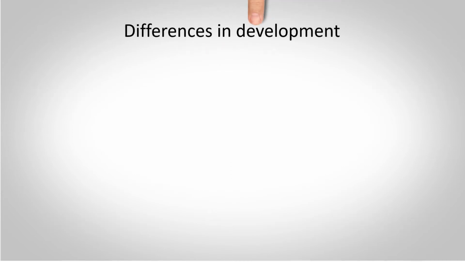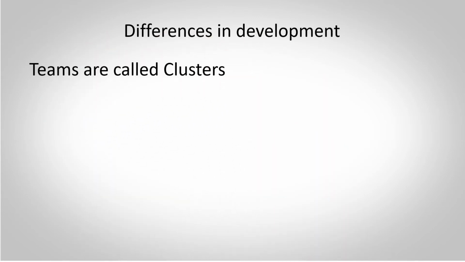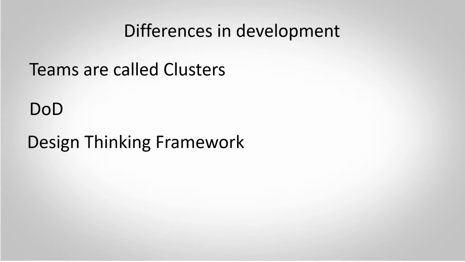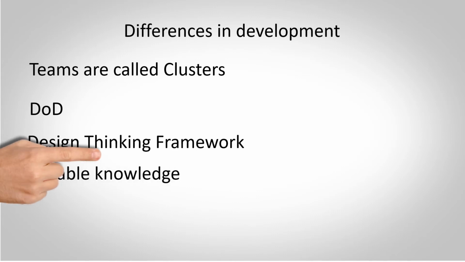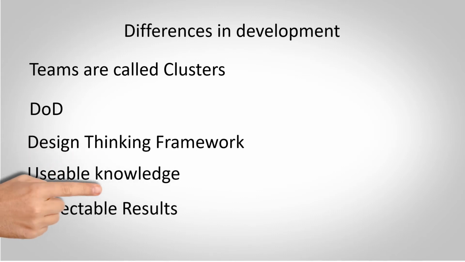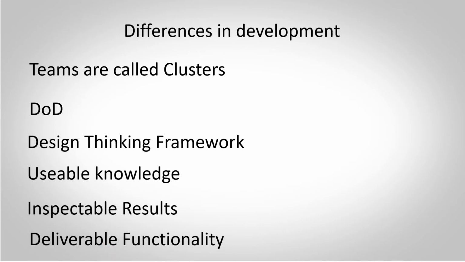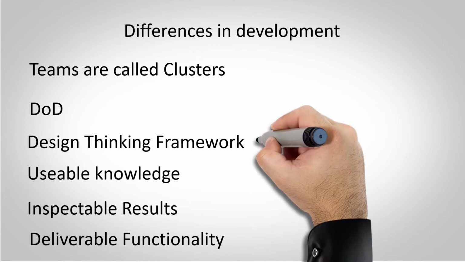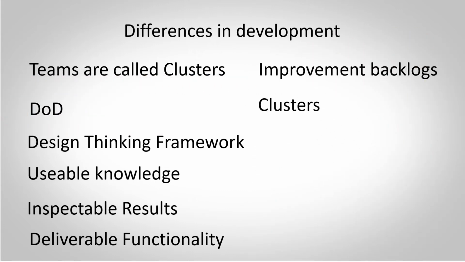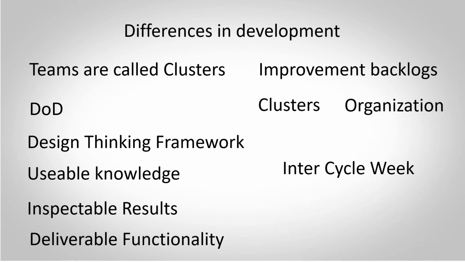So here are some differences in the development. Teams are called clusters instead of just teams. A definition of done is a little different because they base it on the design thinking framework, and there are some subcomponents within. So a definition of done could be having usable knowledge, having some inspectable results, or having some deliverable functionality. Within this, there are also improvement backlogs within the clusters and within the organization. There is also an inter-cycle week where you have your reviews and your retros.